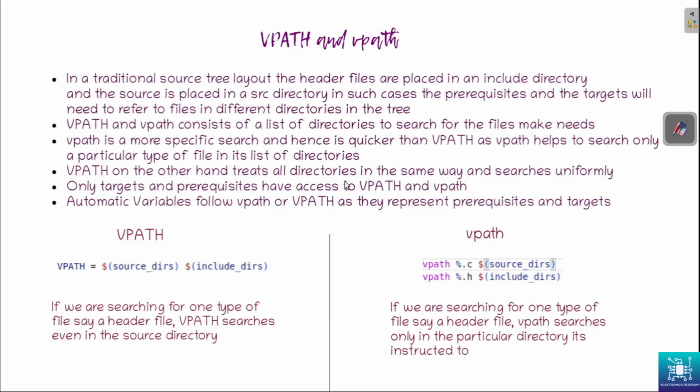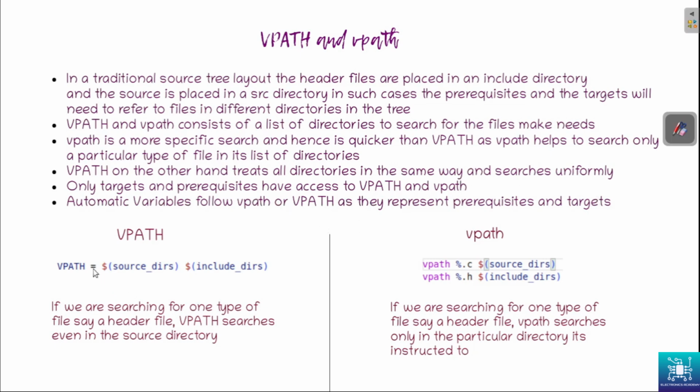vpath, on the other hand, treats all directories in the same way and searches uniformly, as we discussed. Only targets and prerequisites have access to vpath and VPATH. Now, this is very important. So you have targets and prerequisites, as we saw, and they only have access to vpath and VPATH. Nothing else has access to vpath. Automatic variables follow vpath or VPATH as they represent prerequisites and targets.